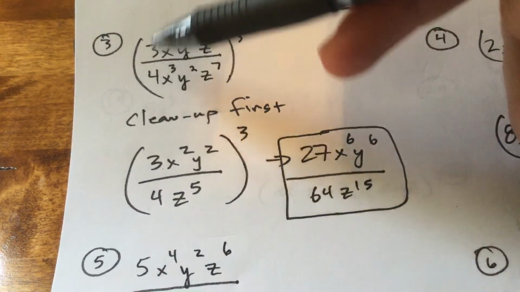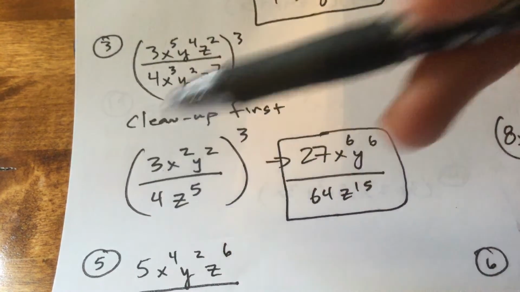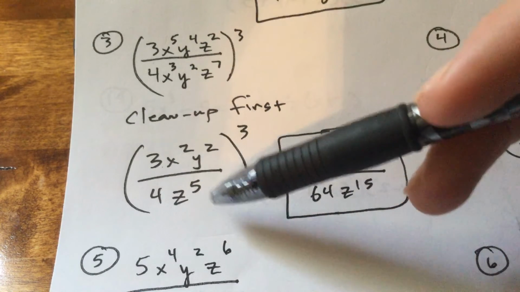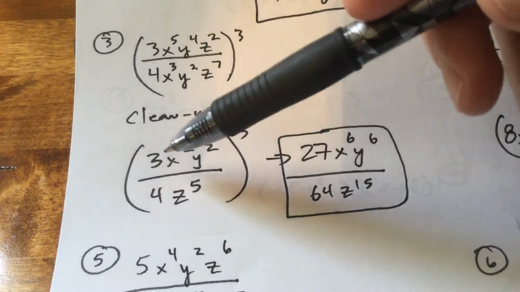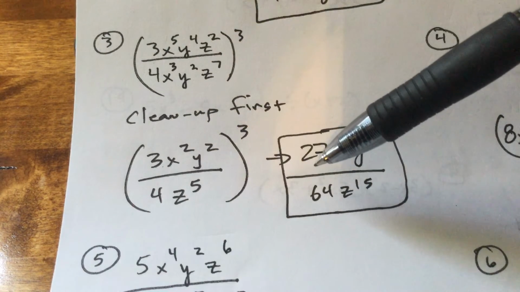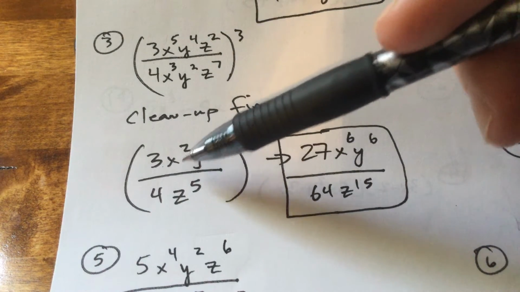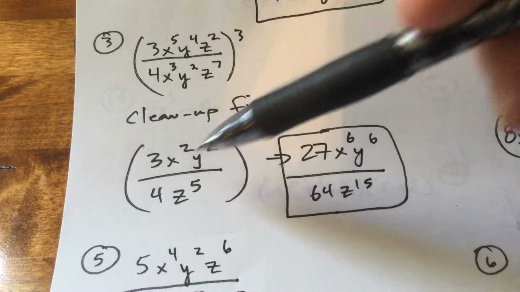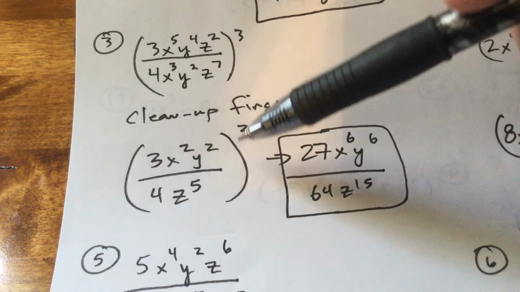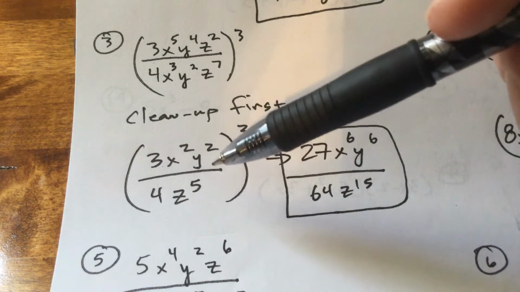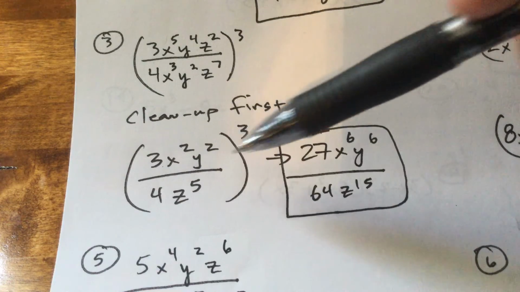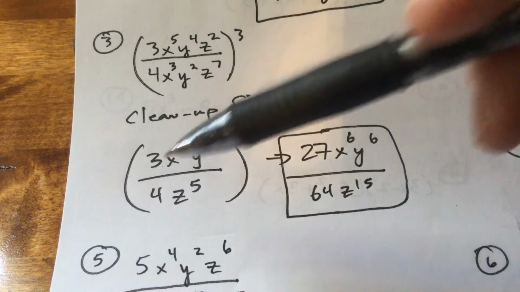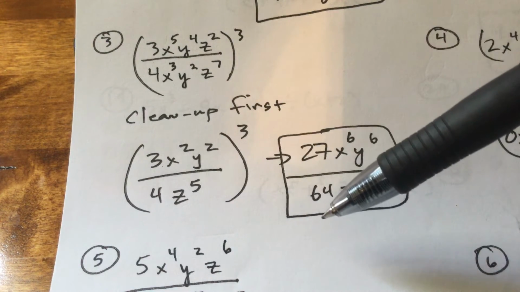I cannot simplify 3 over 4, so 3 over 4 stays. And all of that, which has now been simplified, I'm raising to the 3rd power. This means 3 to the 3rd is 27. X to the 2nd to the 3rd power means there's 3 of the x to the 2nd, so I multiply the exponents. That's how I get x to the 6th. Y to the 2nd to the 3rd power is y to the 2nd, y to the 2nd, y to the 2nd. 2 times 3 is 6 again. 4 to the 3rd power is 64.